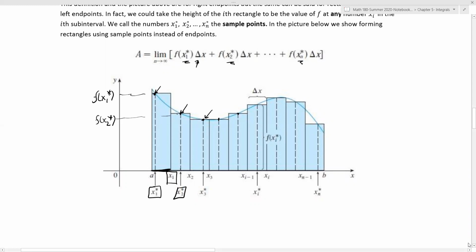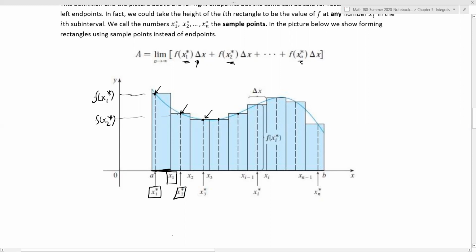No, that's not true, Misha. Misha asked, is it the same distance from x1 to x3 as x2 to x3? That's not true. These distances now are different. All we need is that x1 star is in the first interval.